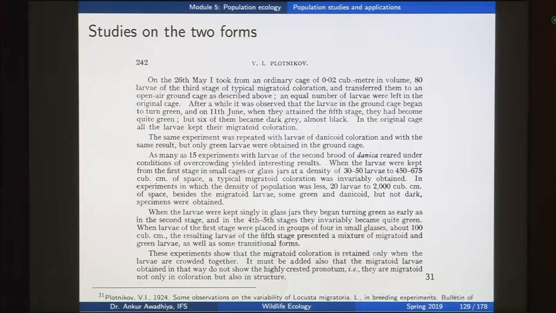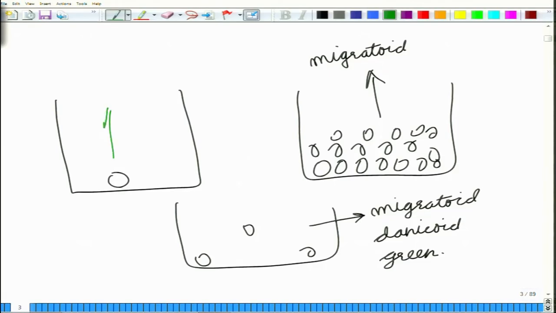Now when the larvae were kept singly in glass jars, they began turning green as early as in the second stage, and in the fourth to fifth stages they invariably became quite green. When larvae in the first stage were placed in groups of 4 in small glasses of about 100 cubic centimeters, the resulting larvae of the fifth stage presented a mixture of migratoid and green larvae as well as some transitional forms. So not only do you have these two varieties, here you get a third one. If you keep these larvae singly, you only get the green larvae.